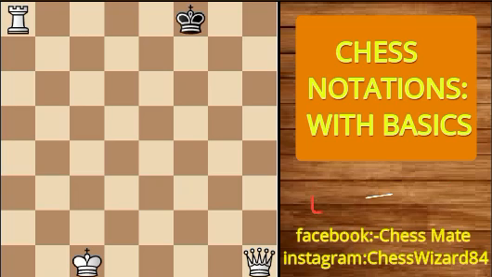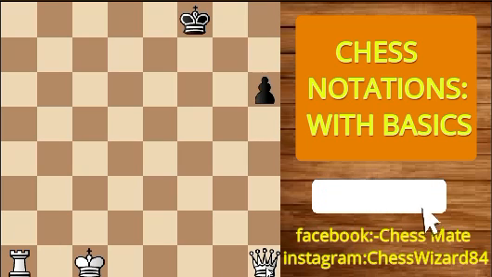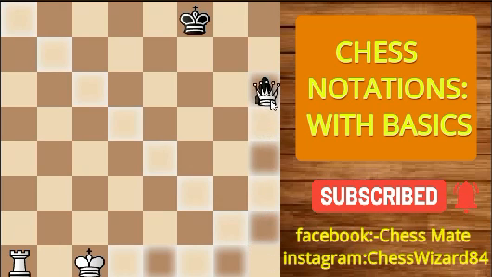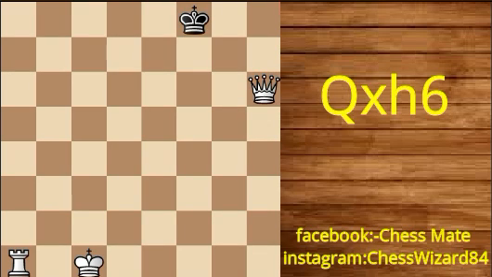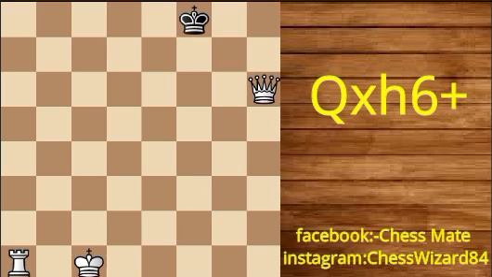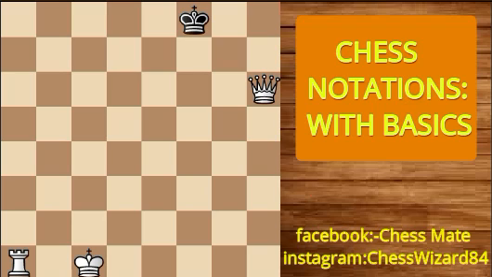Now in this same position, if white takes this pawn with his queen, then we can simply write it down as Q for the queen, followed by a small x for the capture, followed by h6 for the destination square, followed by the plus sign for the check. So that's queen takes on h6 with a check.